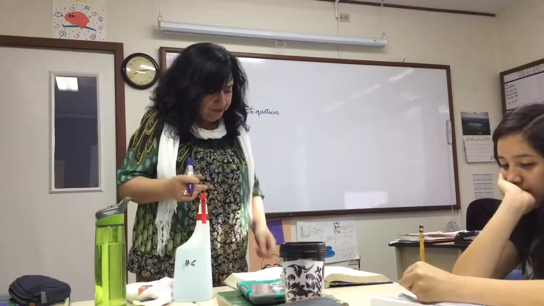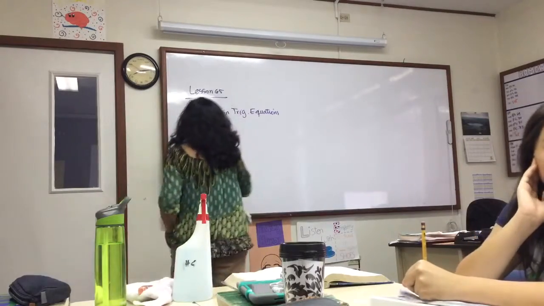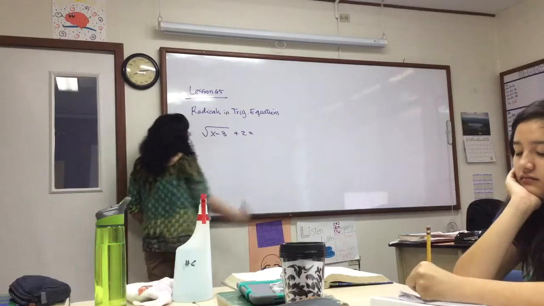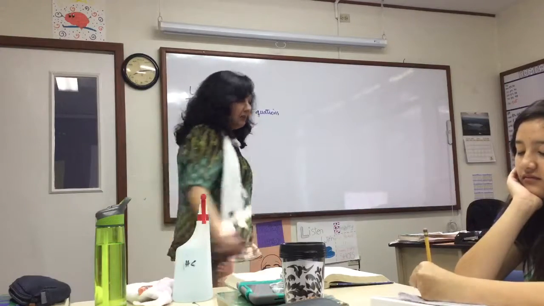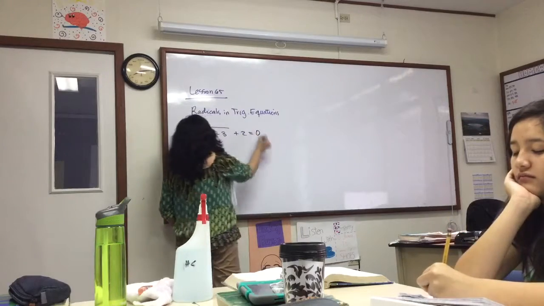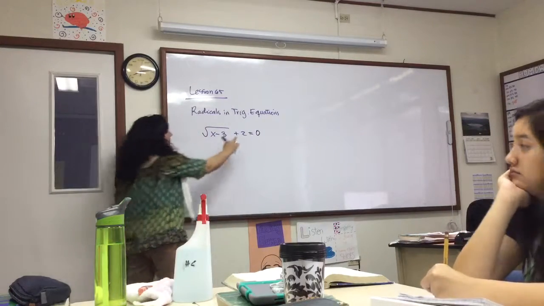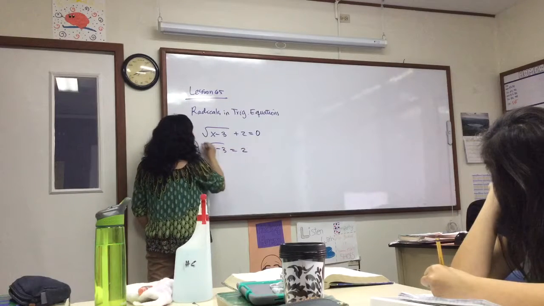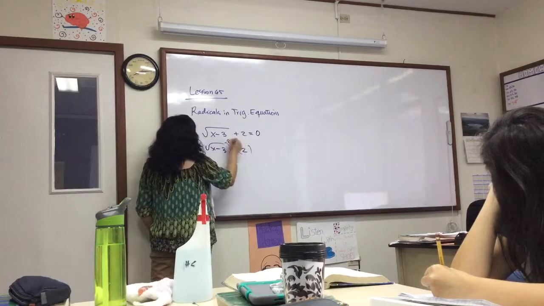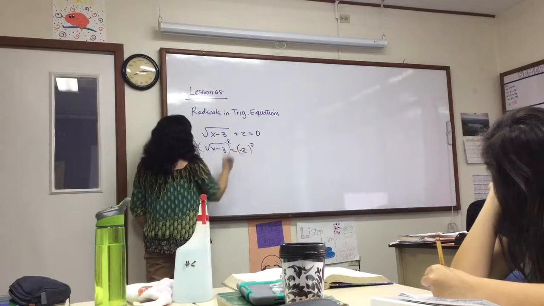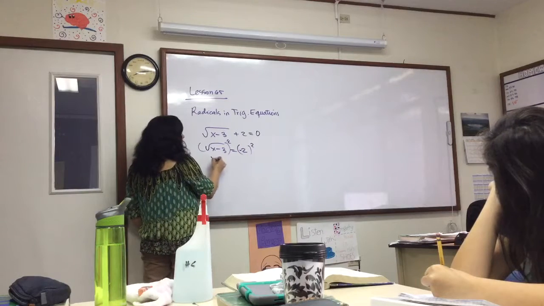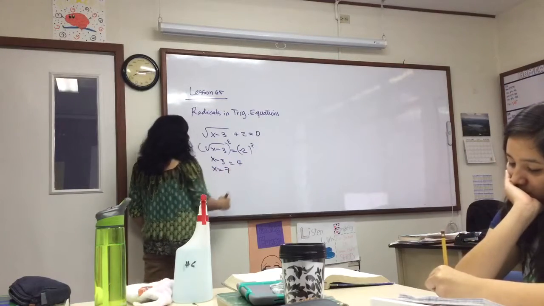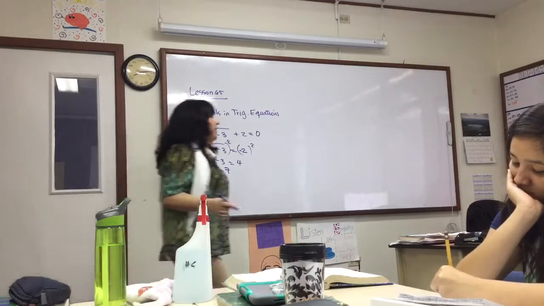Okay, so when you have this, what did you do? I passed this to the other side so I could leave the root by itself, and then you would square everything, right, to get rid of the root? That's x minus 2, so x squared minus 4. Okay, so you remember this, right?